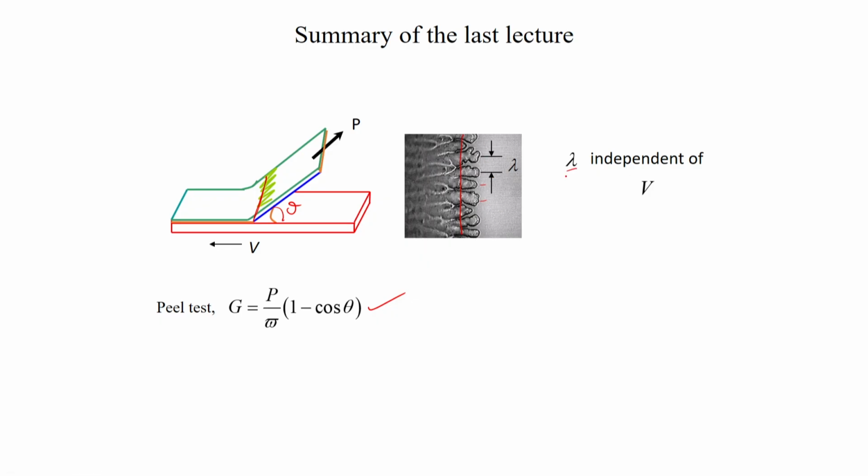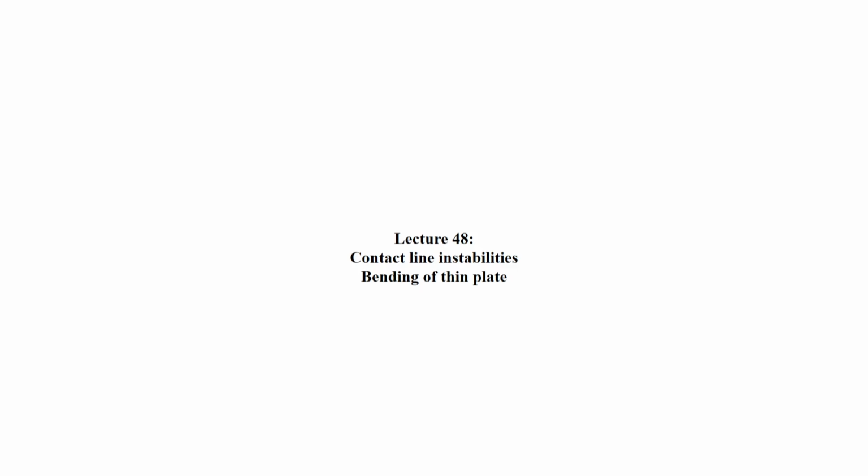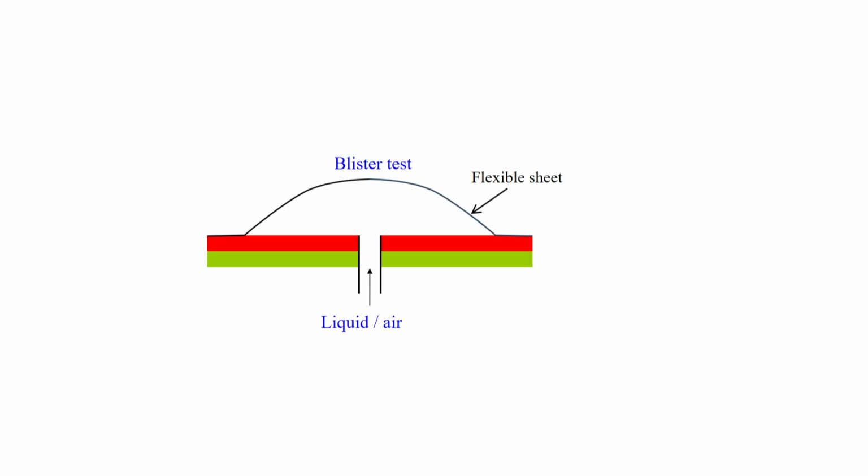So, how does this wavelength lambda depend upon the materials, say a softer or harder adhesive, or a softer or harder substrate backing, and so on? There are many such questions, and we would like to present some qualitative observations. I am not going into any quantitative or mathematical modeling of this phenomenon, but I would like to present some experimental observations.